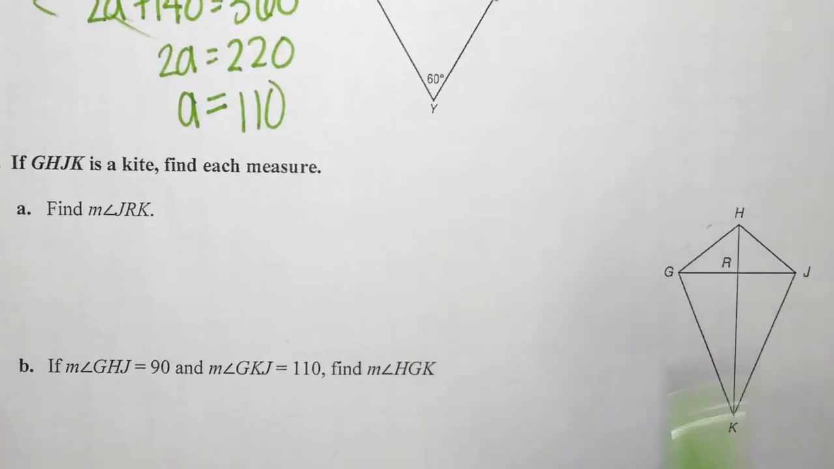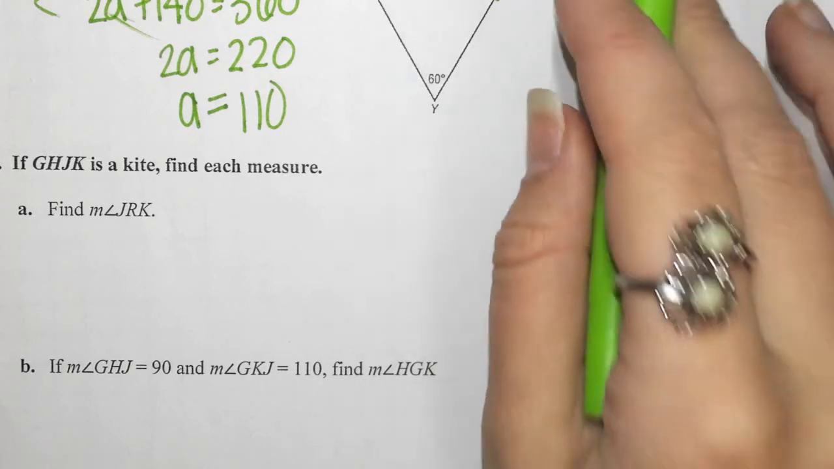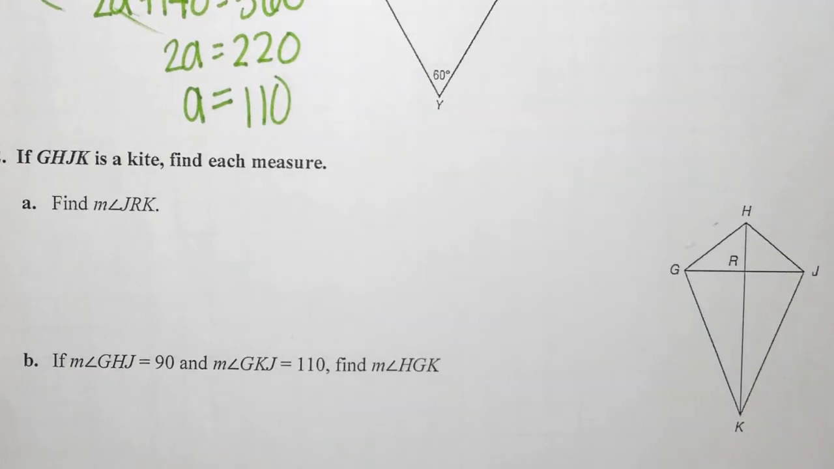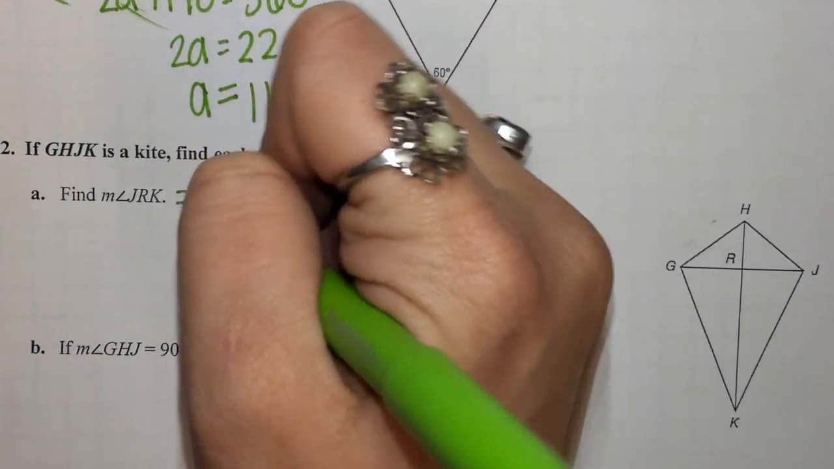This is a kite, right? And it says find the measure of JRK. Look at your properties at the top. Don't say it. Give everybody a second to look at their properties and look at the kite that we drew our stuff on. What do we know about that angle? It's a right angle. They're perpendicular, so that means the measure is 90.